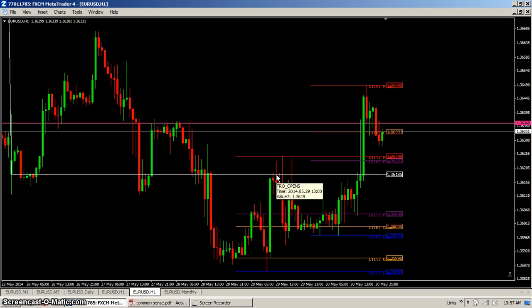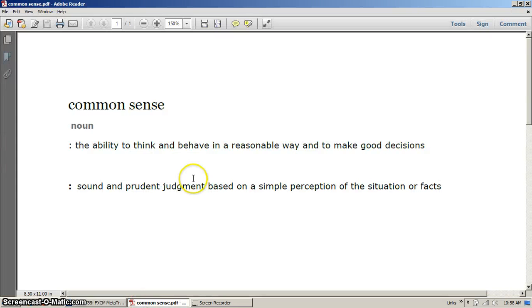Or I could say, well, right here, it's testing the weekly open. So maybe I would have gone long here and exited out a quick scalp. And here it barely tested it, came back down, tested, broke through again, and came back down. So you can see here it's failed to stay above the weekly open 1, 2, 3, 4, 5 times right here. That's telling you something. Once again, common sense, simple perception.